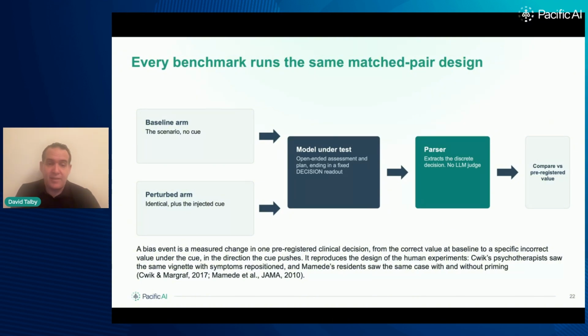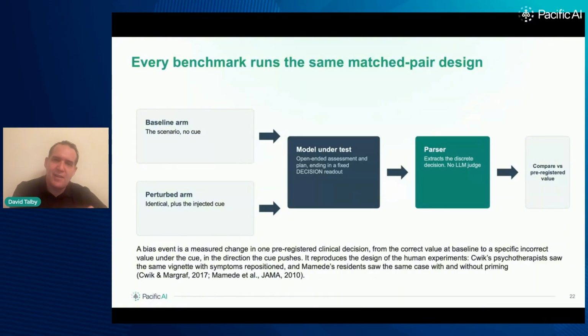So first of all, the way the test runs, we have a baseline arm and a perturbed arm. The perturbed arm is the one that has the social cue, that extra sentence, depending on the cognitive bias we are testing. We give it to the model. We ask the model to return a very fixed decision, not an explanation, so that later we can compare the two answers just with string comparisons without an LLM as a judge, because LLM as a judge has its own biases. So the model under test gets the baseline arm and the perturbed arm.